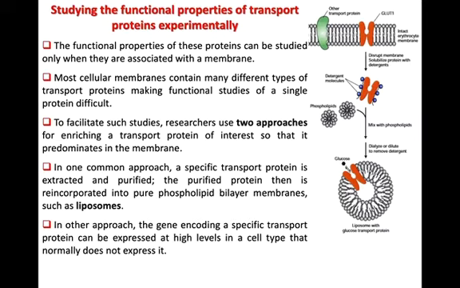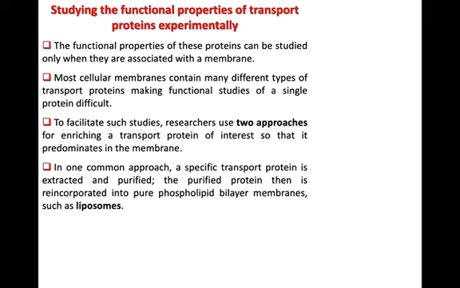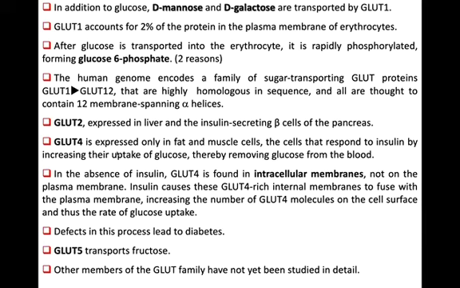In the other approach, the gene encoding a specific transport protein can be expressed at a high level in a cell type that normally doesn't express it. So, for example, if we discover that there is a transporter protein in fat and muscle cells, but we don't yet know it is GLUT4, we isolate the gene of that GLUT4 from the fat and muscle cells, and then we induce the expression of this GLUT4 in a liver cell, okay?